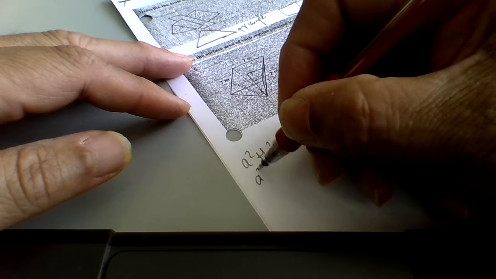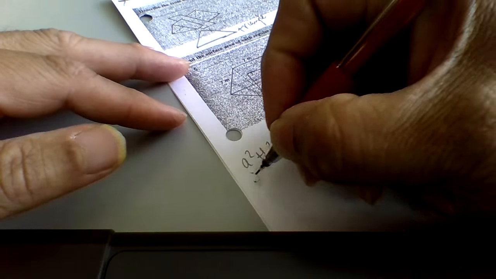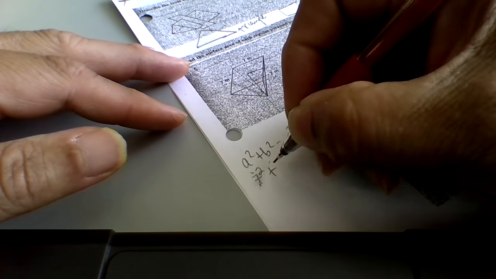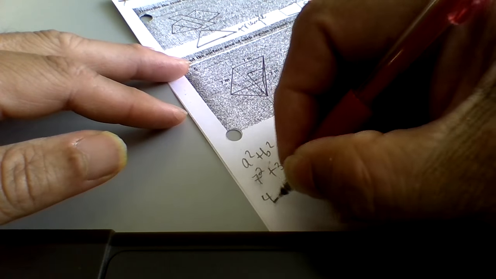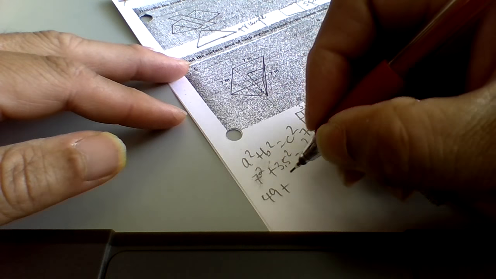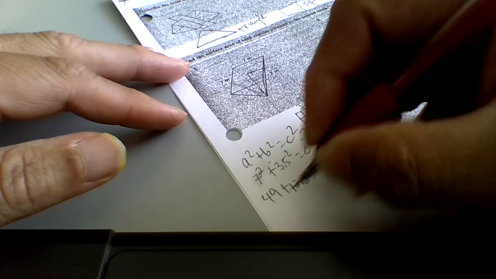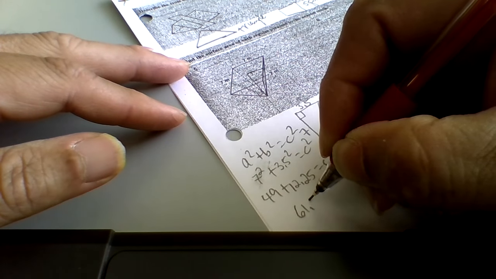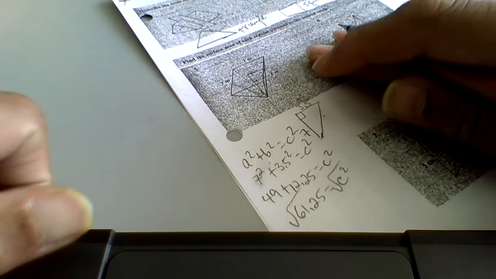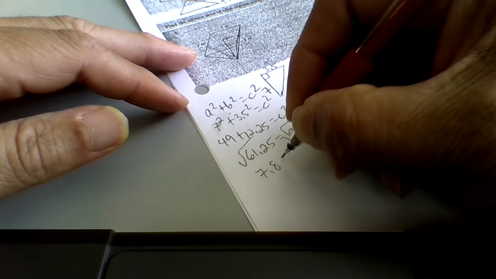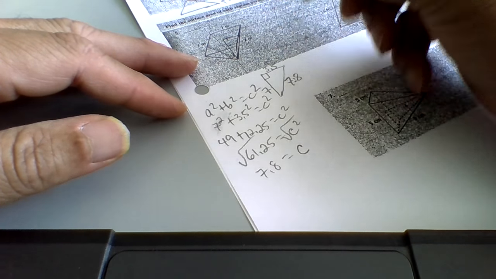So a squared, which is going to be, we'll call it 7 squared, plus 3.5 squared. It's going to equal c squared. 7 squared is going to be 49, plus 3.5 squared is going to be 12.25. Add these two together, it's going to give me 61.25, and then take the square root of that. And that's going to give me 7.8. So this side over here is 7.8.